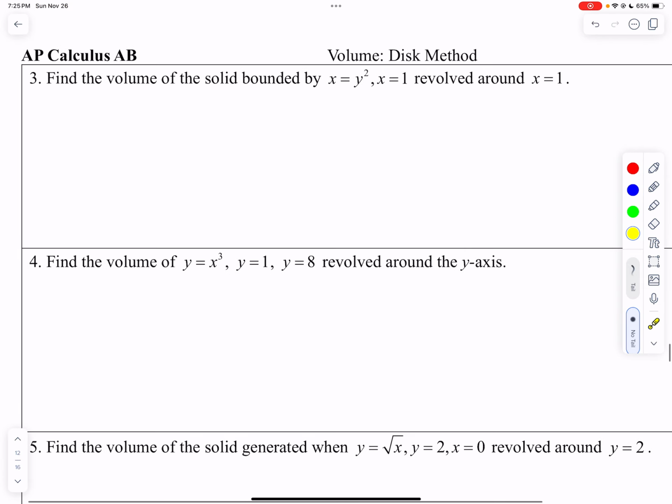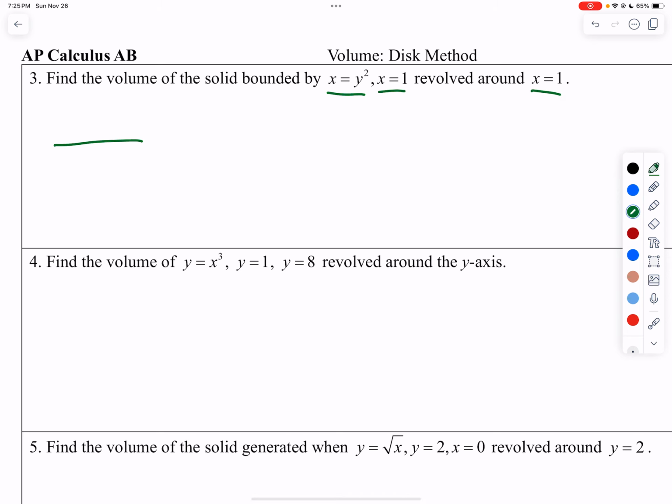All right, so something like number 3, this is where you actually have to sketch out the diagram so that you know what the question's asking. So here we want to find the volume bounded by x is equal to y squared, x is equal to 1, revolves around x is equal to 1. Now remember that x is equal to y squared is going to be your sideways parabola. That looks something like this. And then you have your x is equal to 1. Now, I can't do top minus bottom here, so I'm going to have to use right minus left, which means that my differential is going to be dy. Because it's dy, I need everything to be in terms of y.